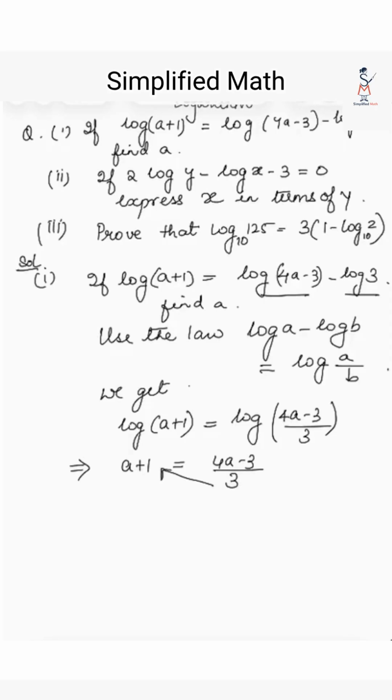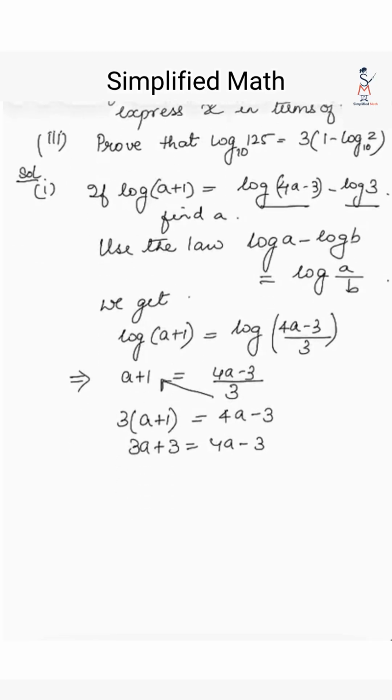Now we will cross multiply this. So 3 will come here multiplied by the whole thing, and this will be 4a - 3. This will be 3a + 3 is equal to 4a - 3. Get all the a's on one side. 3a and 4a comes here, becomes minus 4a, and plus 3 comes here, becomes minus 3. So 3a minus 4a becomes minus a, and this becomes minus 6. The minus and minus get cancelled, so a is equal to 6.